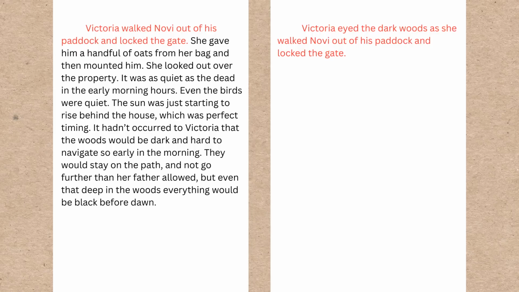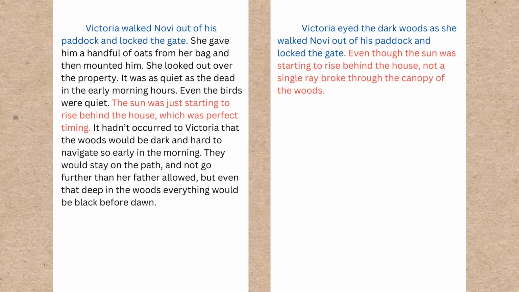Then I'd probably jump to "The sun was just starting to rise behind the house, which was perfect timing." But I would change it to flow more logically from the previous sentence by again emphasizing the darkness, by writing something like, "Even though the sun was starting to rise behind the house, not a single ray broke through the canopy of the woods." I really liked the next line.